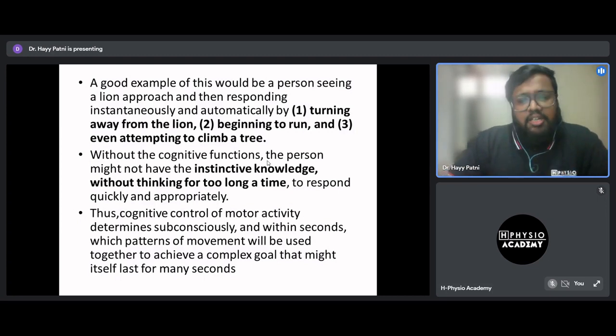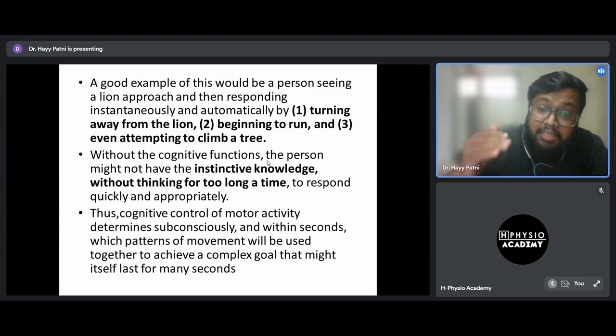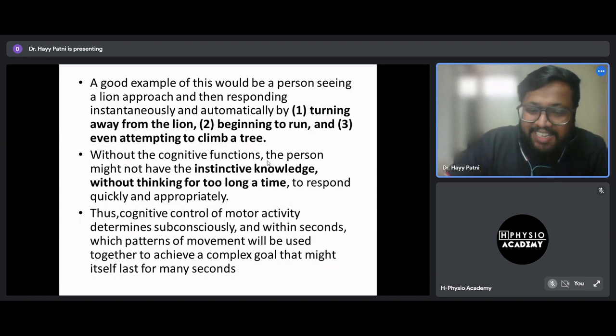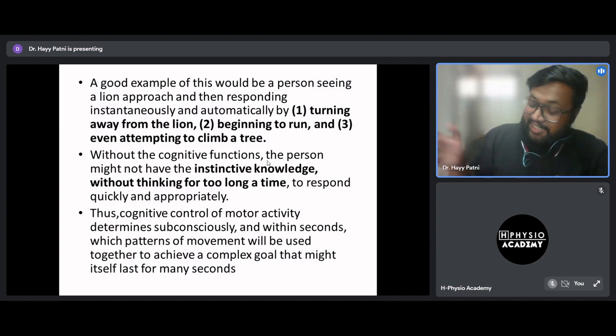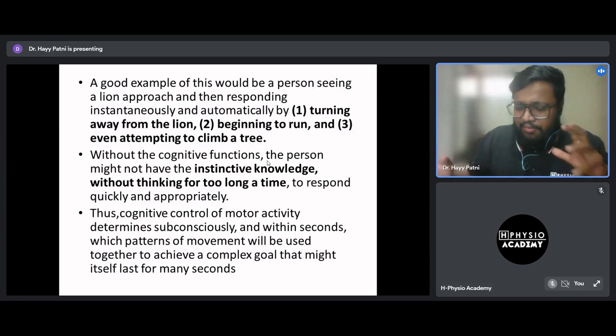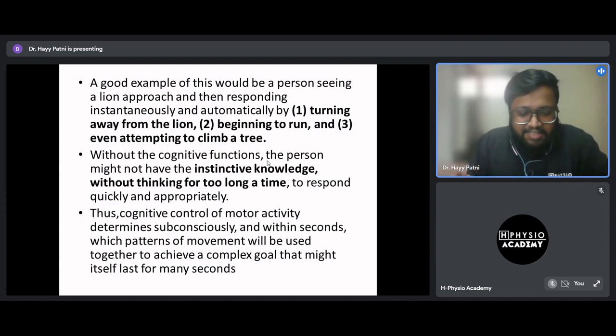Now, cognitive control of motor activity determines subconsciously and within seconds which patterns of movement will be used together to achieve a complex goal that might itself last for many seconds. So you have to understand that when you have to run outside, when there's a lion, when there's danger, or let's take an example. You are in your practical exams, you are done with the final exams of any course you're doing, you're very panicked, and suddenly something goes wrong. You try to improvise in a very small fashion.